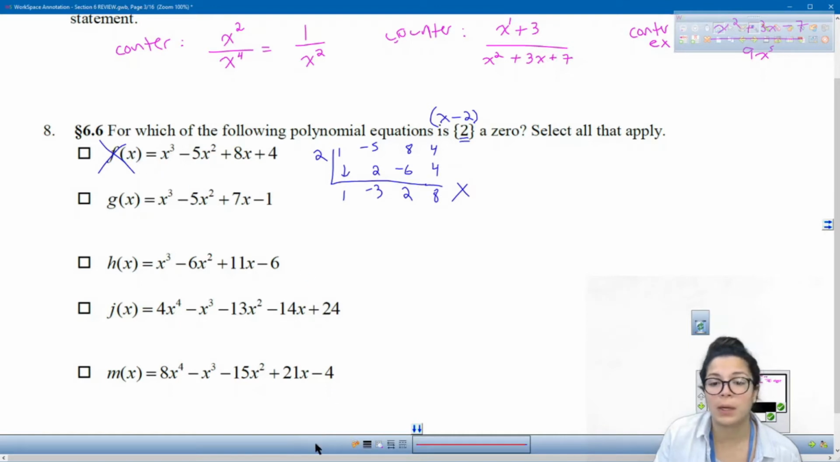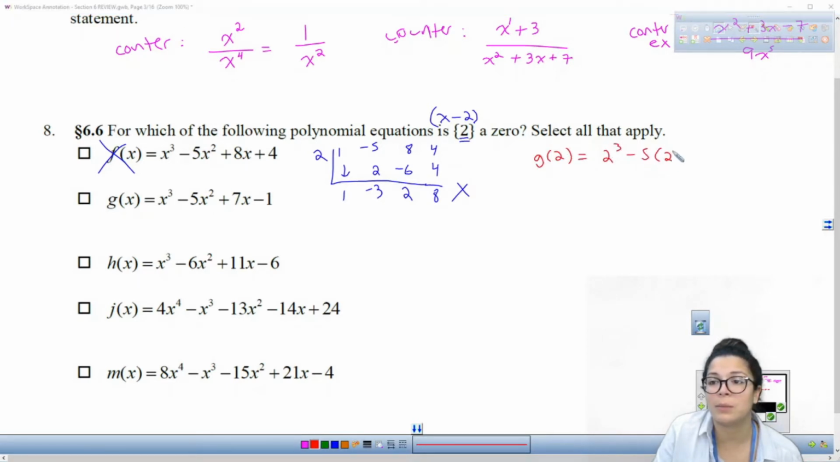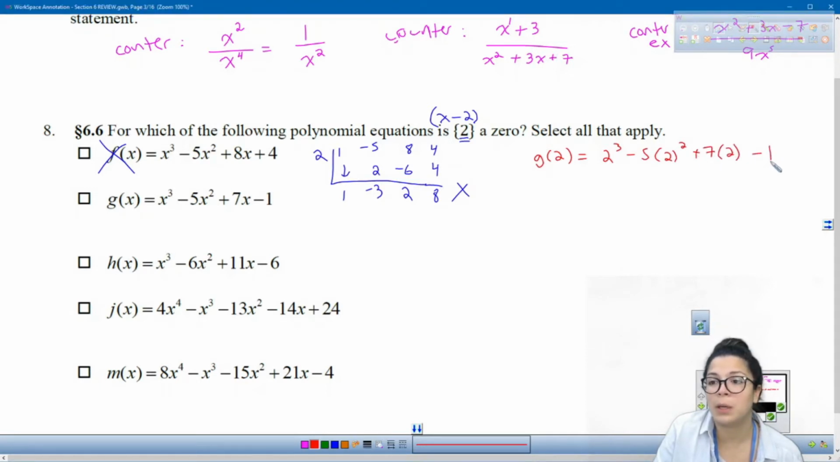Then we check the next one, and again, you could either check with synthetic or you could plug it in. So if we check g of 2, right, if I plug it in, 2 cubed minus 5 times 2 squared plus 7 times 2 minus 1, and I simplify all of that, that's not going to be 0. Okay, so it doesn't work on this one either. And you can go through and check them either way. I personally think using synthetic is easier, so that's what I'm going to do for the remaining of these. So let's check on this one.